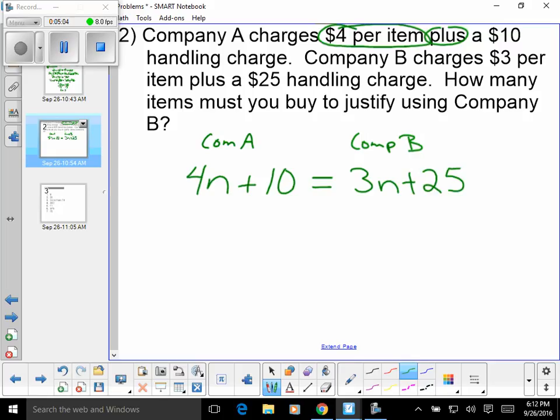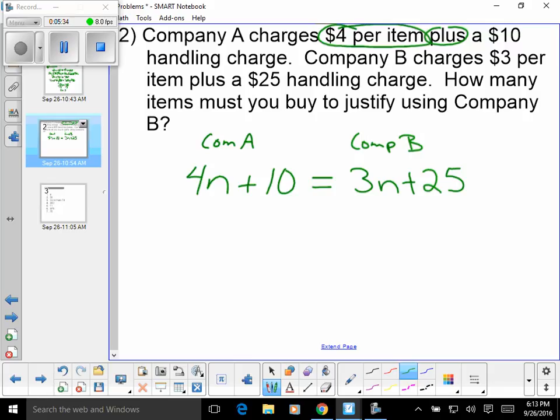Now some people would say, oh, well, company A has got to be less because you have less handling charge. But other people would say, oh, but company B should be less because look, you've only got $3 an item. The truth is, one of these companies is going to be cheaper than the other until a certain point, then it'll switch. So company A is going to be cheaper for a while, and then company B would be cheaper for a while. And when you're buying something, you might have to make a decision based on how many you want to buy.